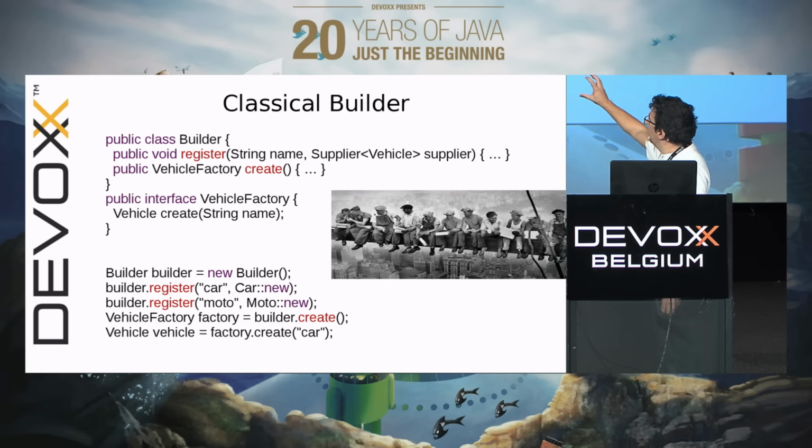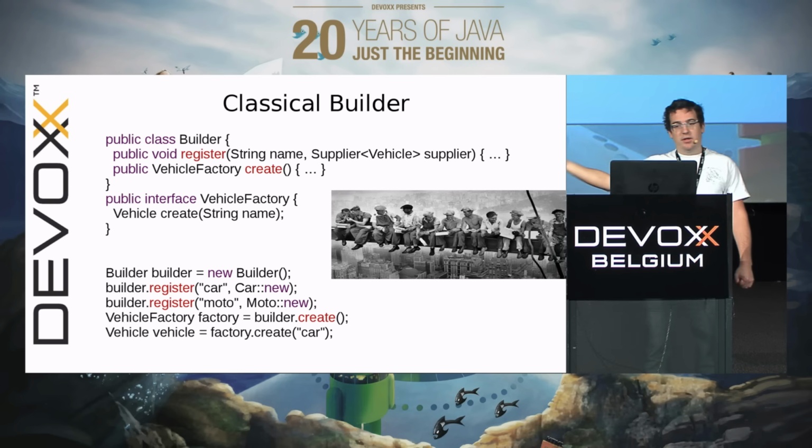So I will first create my builder, register all my constructors, then create a factory, and use the factory to create my cars, my motos. Okay? I ought to implement it with lambdas.